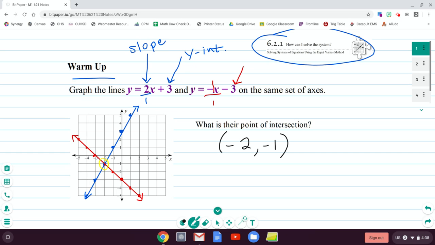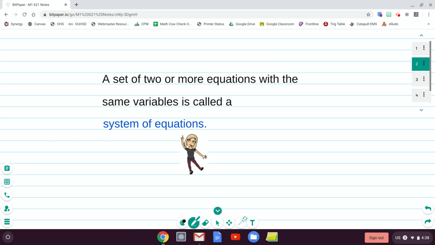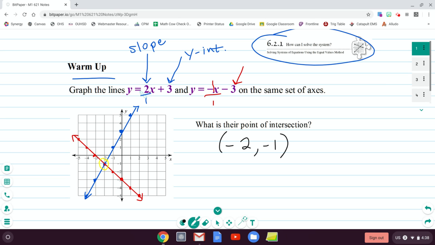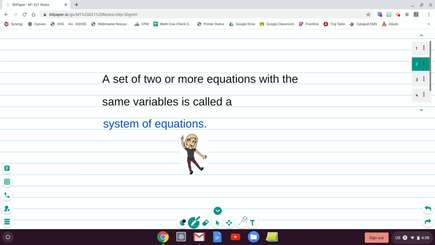Let's move on. So whenever you have, like this, we had 2 equations right here, right? We had 2 equations. So whenever you have a set of 2 or more equations with the same variables, so both of these equations have an x and a y in it, right? They both have an x and a y in it. So whenever you have a set of 2 or more equations with the same variables, it's called a system of equations. And that's what we're working with in this chapter. Chapter 6 is about systems of equations. So that's the big word of the day, systems of equations. Okay.